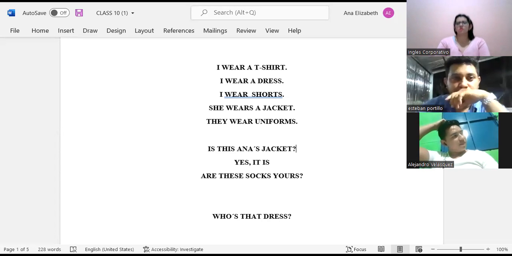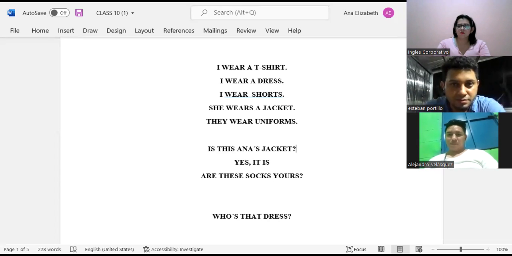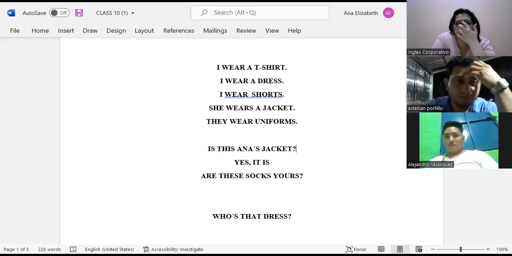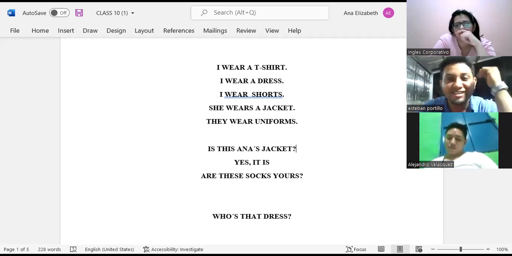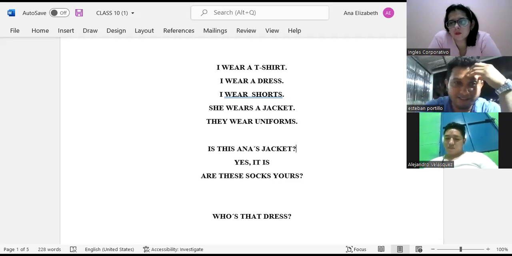Okay. I wear black shoes. It is cap. Yes, it is. Excellent. Nueve. Un ratito, ¿qué número va? Me quedé sin señor. Nine. Next.